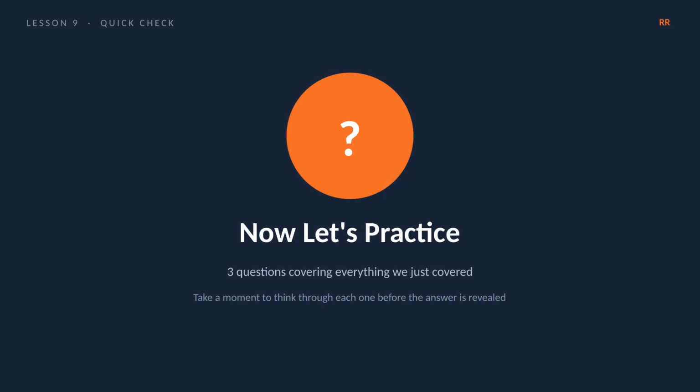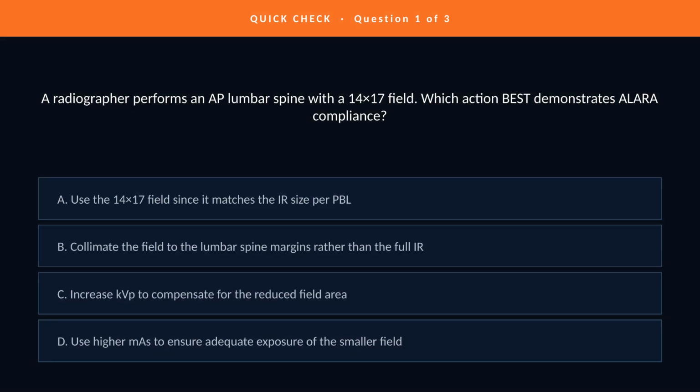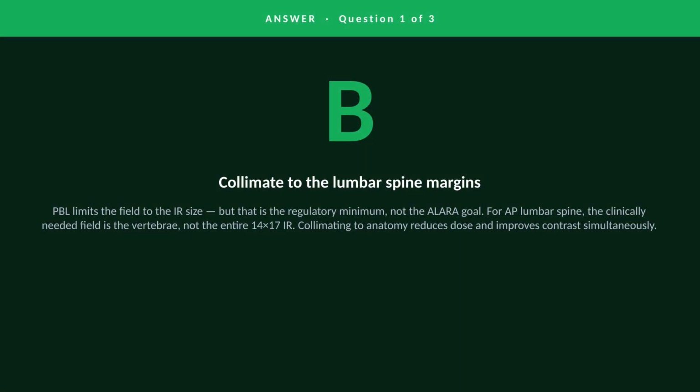Three beam restriction and filtration questions. The answer is B.